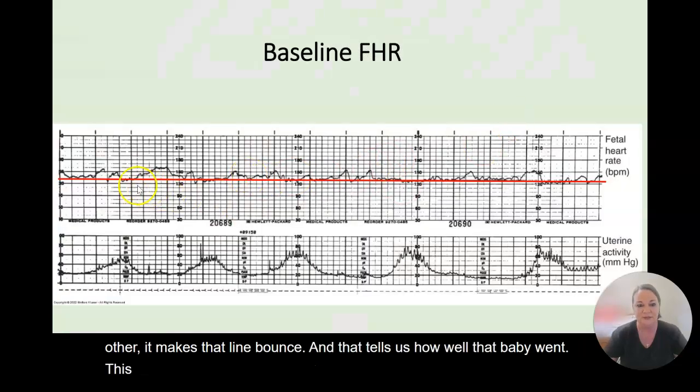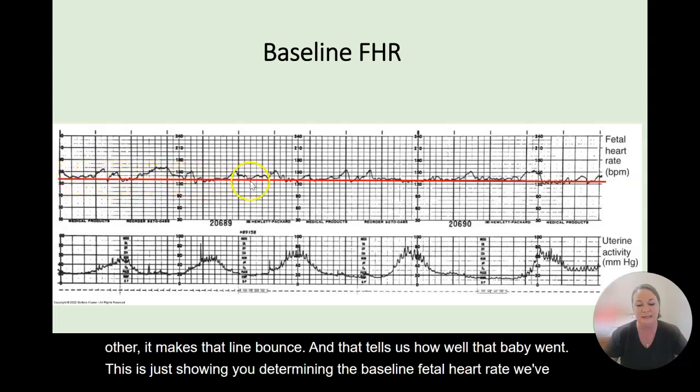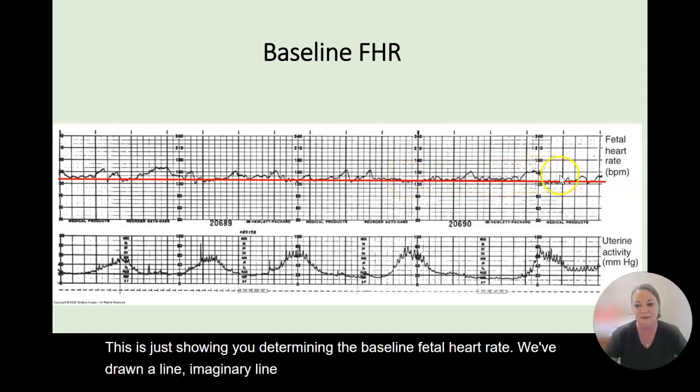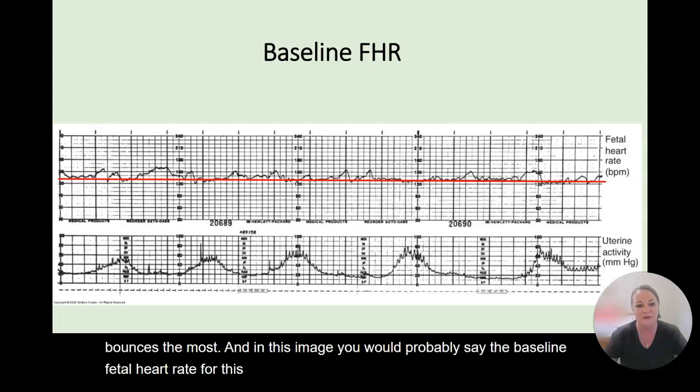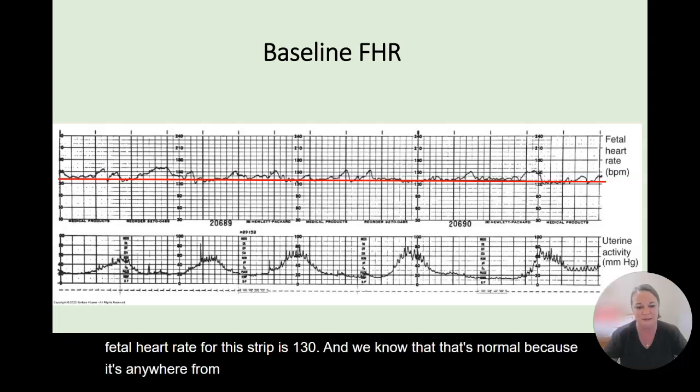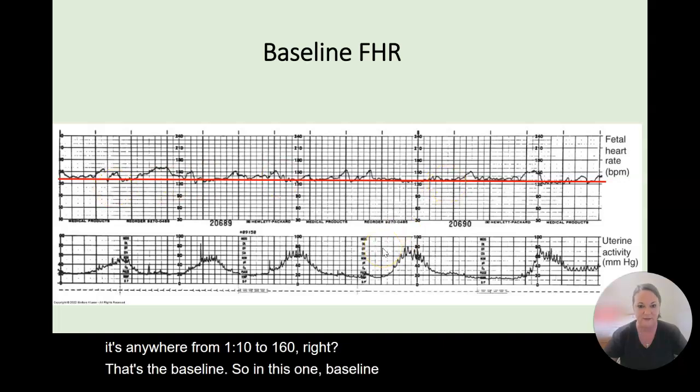This is just showing you determining the baseline fetal heart rate. We've drawn a line, imaginary line, but it's red here, through where that heart rate bounces the most. And in this image, you would probably say the baseline fetal heart rate for this strip is 130. And we know that that's normal because it's anywhere from 110 to 160, right? That's the baseline. So in this one, baseline fetal heart rate is 130.